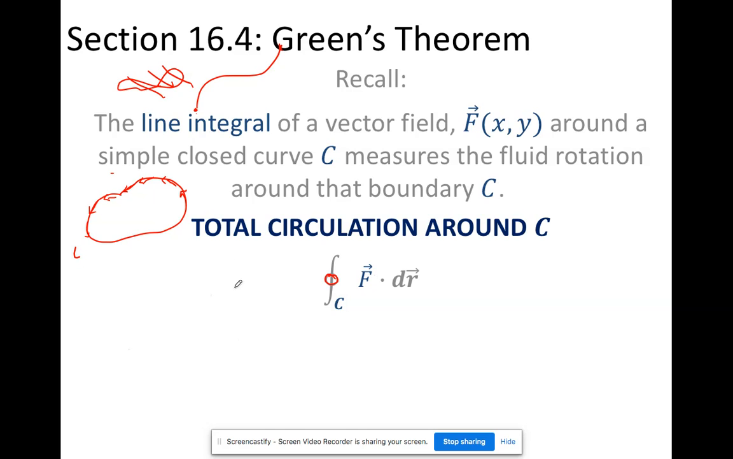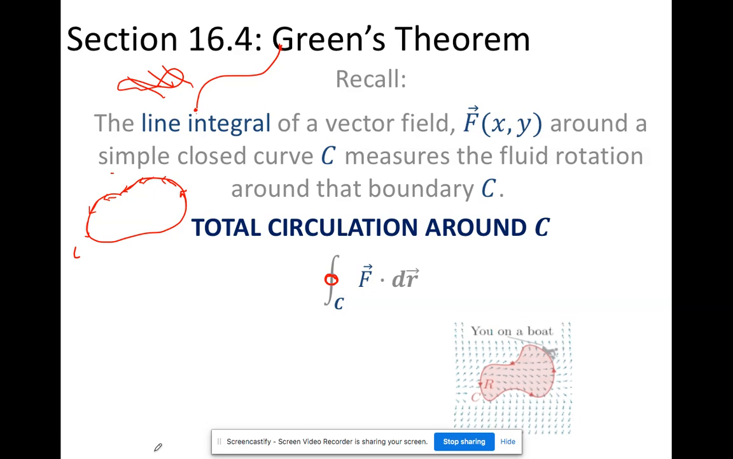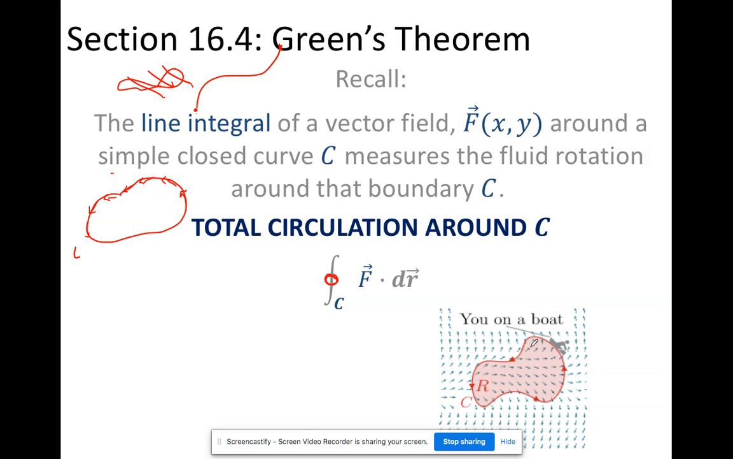So we did that both with closed and non-closed. When we closed it, we called it circulation, and we used this special symbol with our single integral. We'll also recall, here's a picture of a simple closed curve, and picture you on a boat, you're rowing. This is the path that you want to follow, but underneath, your water and your currents are doing different things. So you want to know what is the total circulation around this path given the vector field that's underneath.